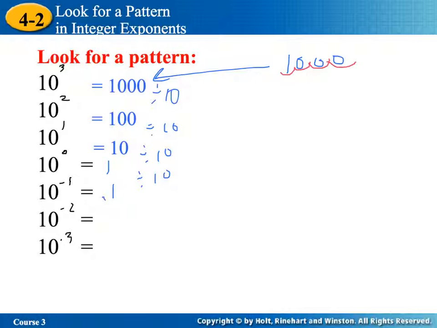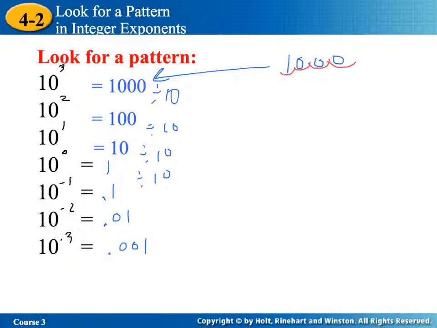Okay, look at that. Think about that decimal. That means I'm also dividing by 10 each time. If I take 0.1 divided by 10, I get 0.01. If I take 0.01 divided by 10, I get 0.001. As I'm moving down my pattern, I can clearly see what my decimals are.